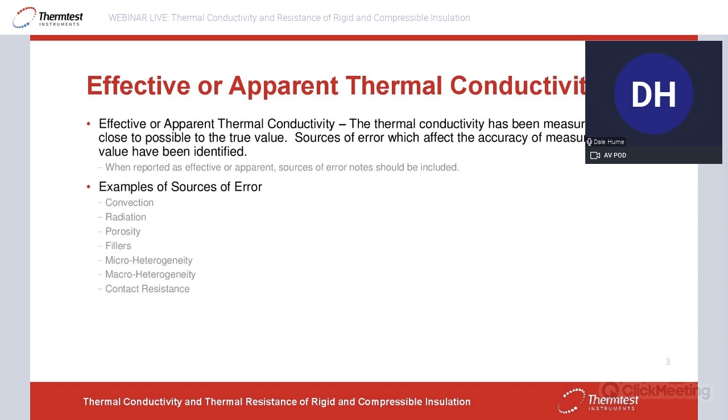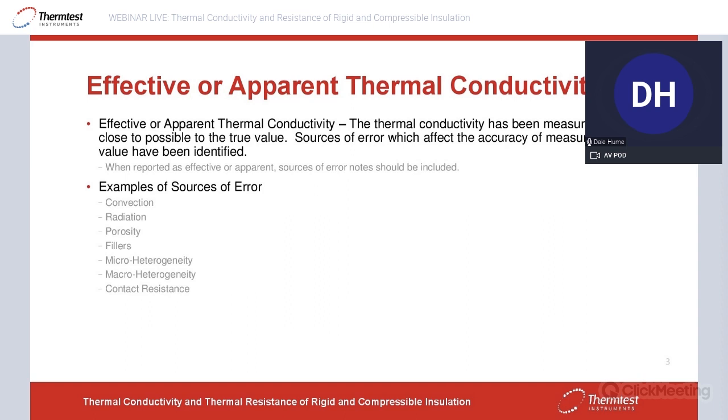Because if it's a solid where conduction is your only means of heat transfer, and you're using a valid method, you can just call it thermal conductivity. Examples of the sources of error that might show up in apparent or effective classification are convection, radiation, porosity, fillers, micro heterogeneity, macro heterogeneity for sure, and contact resistance.